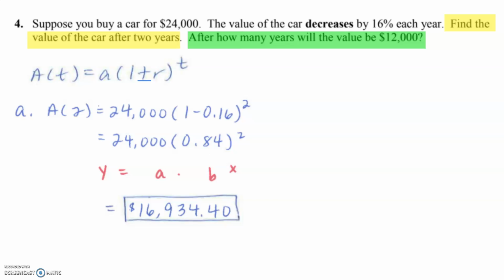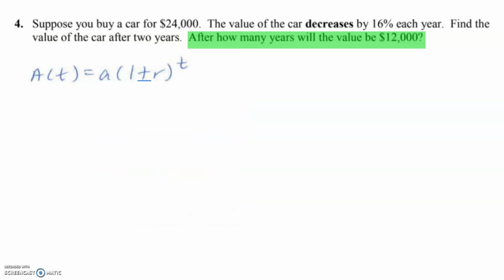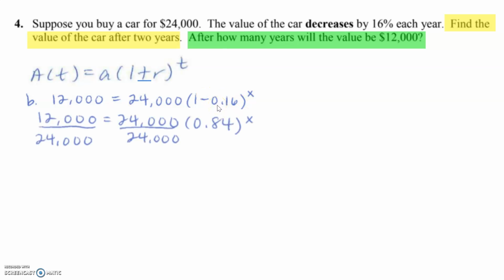Separately, how long will it take for this to be worth $12,000? Well, now I know A of t. I know that the final value is $12,000. What I don't know is how long it took to get there. I still have the same initial amount. I still have the same rate here. And I get to this point again, like we got to in example 3, where we do not have the algebra yet to solve this, so we are going to require us to use our graphing calculators for now.